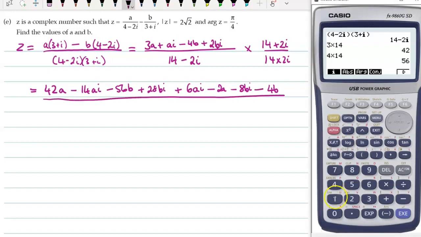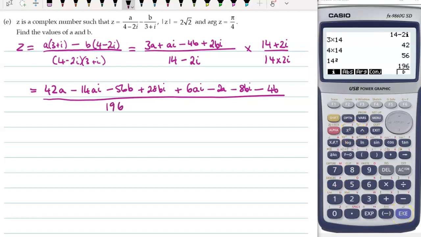all over 14 squared is 196. Oh, that should have been a minus 2i just there. Plus 2i. Then minus 2i times positive 2i will give me a minus 2i squared. The i squared, oh wait, no, it's a 4i squared. The i squared becomes minus 1, so that'll be a plus 4.